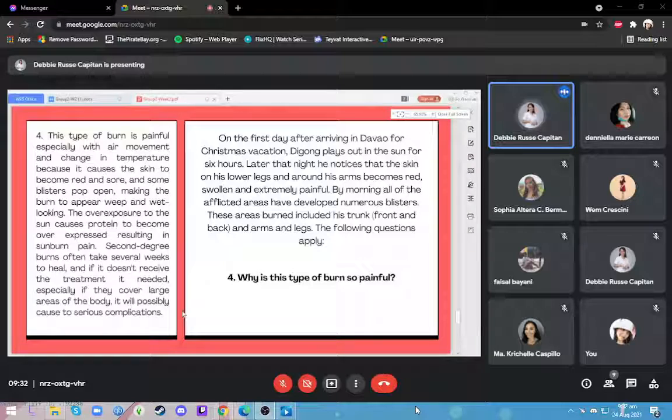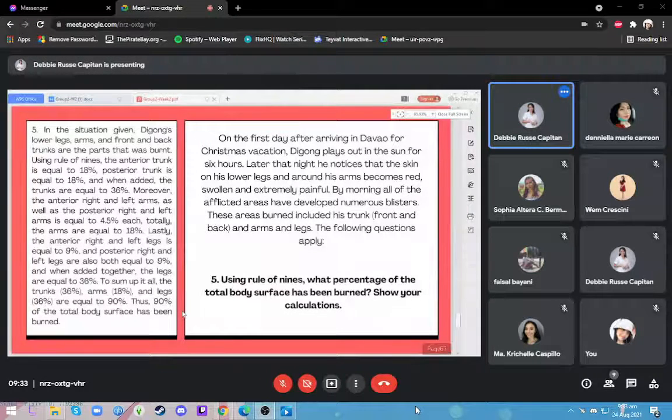Second degree burn often takes several weeks to heal, and if it doesn't receive the treatment it needs, especially if it covers large areas of the body, it will possibly cause serious complications. Using the rule of nines, what percentage of total body surface has been burned?